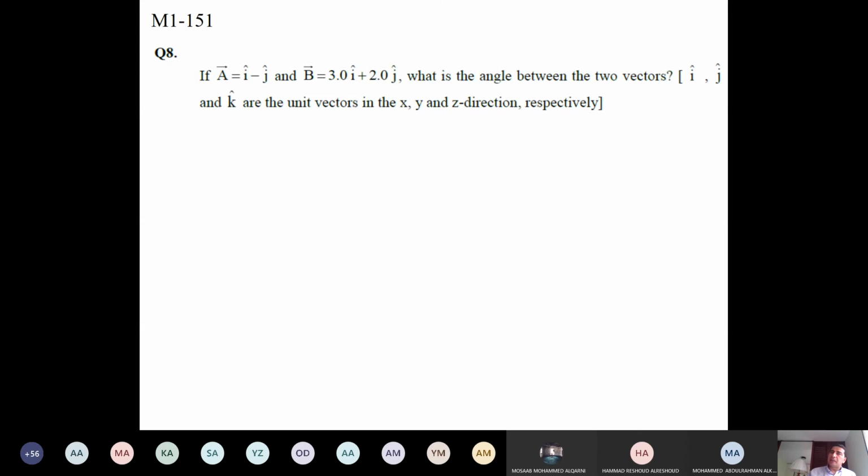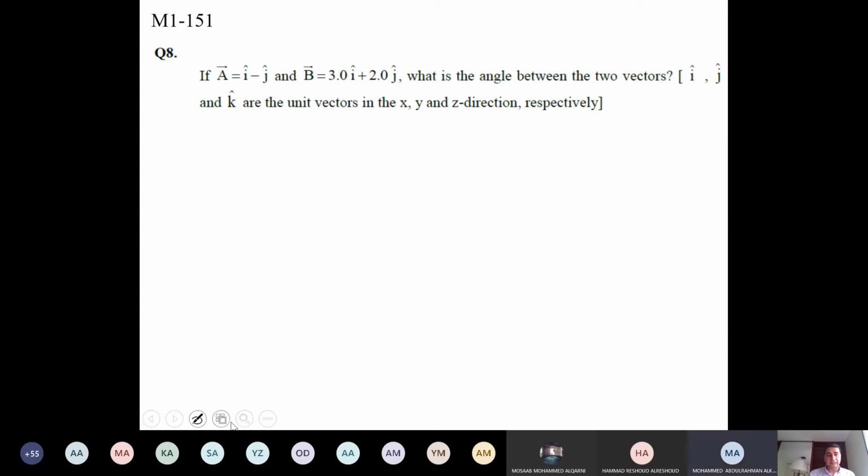Okay, this is again a Major 1 exam problem, term 151. You have two vectors. Vector A is i minus j. And then the second vector you have is 3i plus 2j. These are the two vectors you have. What is the angle between the two vectors? They're asking what is the angle between two vectors, and the vectors themselves are given to us. Think about the dot product and the cross product, and let me know which product you are going to use out of those two in this situation.